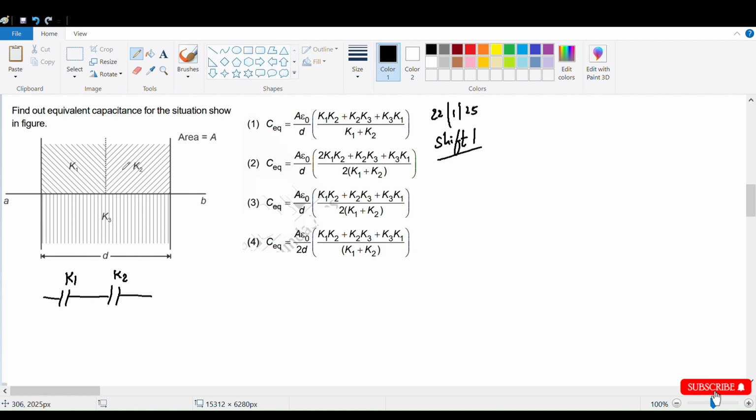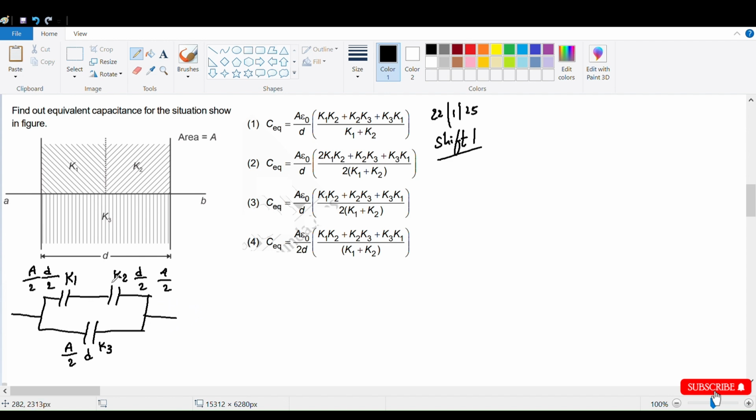This distance is divided into half, so it is D by 2 and this is also D by 2. The area is also divided in half. This capacitor has area A by 2, and this capacitor also has area A by 2. Now there is one more capacitor which is connected in parallel to these capacitors. It has dielectric constant K3, distance D, and area A by 2. So what is the resultant capacitance of these 3?